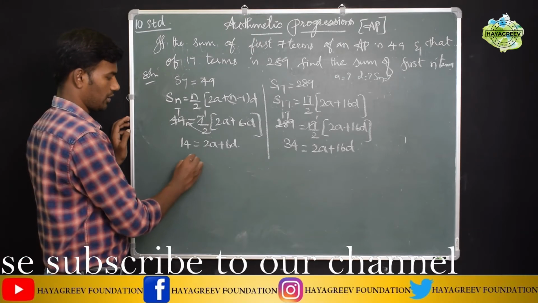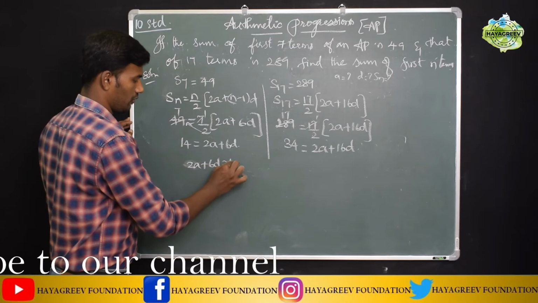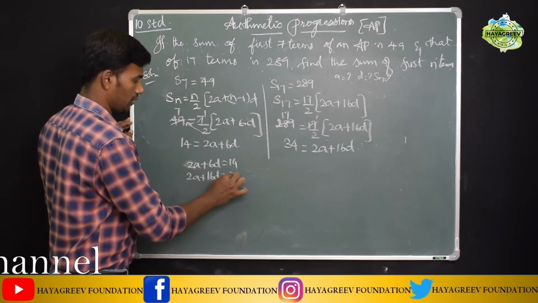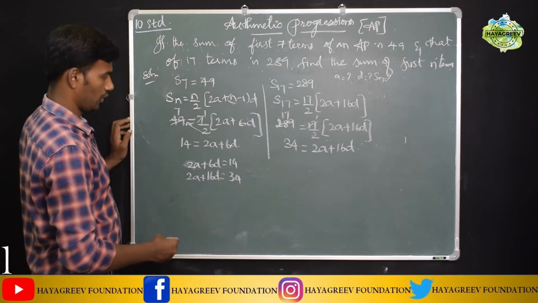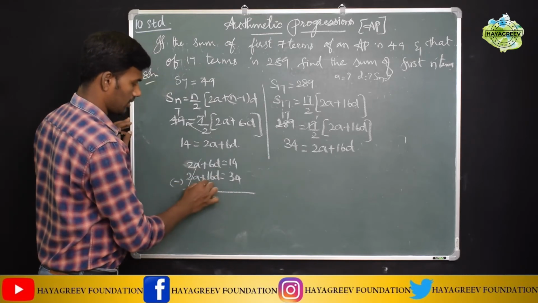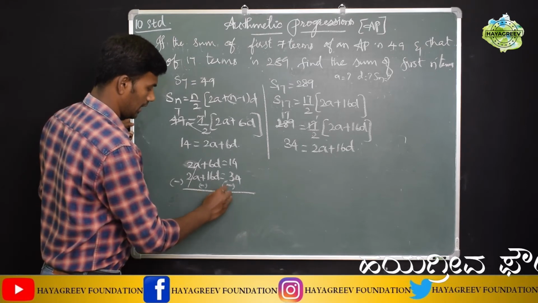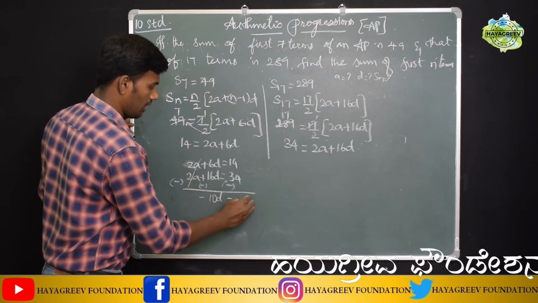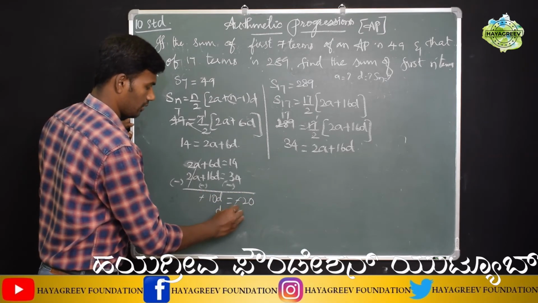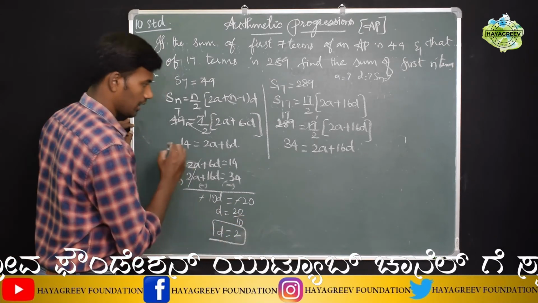When you solve these two equations, 2a plus 6d is equal to 14, 2a plus 16d is equal to 34. On subtracting, 2a cancels, 16 minus 6 is equal to 10d, and 14 minus 34 is minus 20, so minus 10d is equal to minus 20, minus minus gets cancelled. Then d is equal to 20 by 10, which is 2. d is equal to 2.